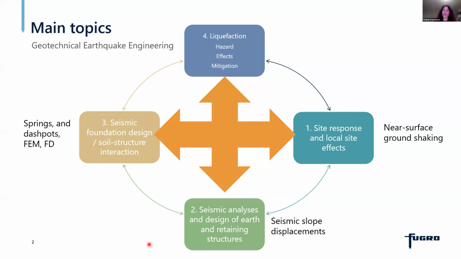So when we're looking at engineering, 4 broad topics. One, to the right, the site response analysis and local site effects, to come up with near surface ground shaking. And this requires methods to propagate ground motions from competent soils at depth to near the surface. The second is the seismic analysis and design of earth and retaining structures. And traditionally here, we're also looking at seismically induced slope displacements.